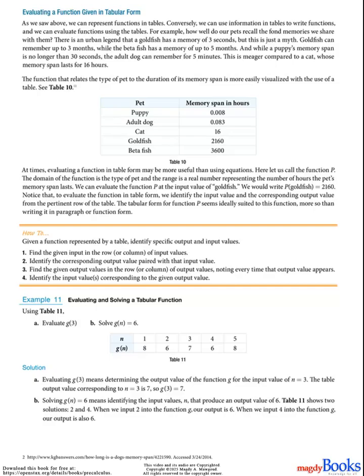There is an urban legend that a goldfish has a memory of 3 seconds, but this is just a myth. Goldfish can remember up to 3 months, while the betta fish has a memory of up to 5 months. And while a puppy's memory span is no longer than 30 seconds, the adult dog can remember for 5 minutes. This is meager compared to a cat, whose memory span lasts for 16 hours.